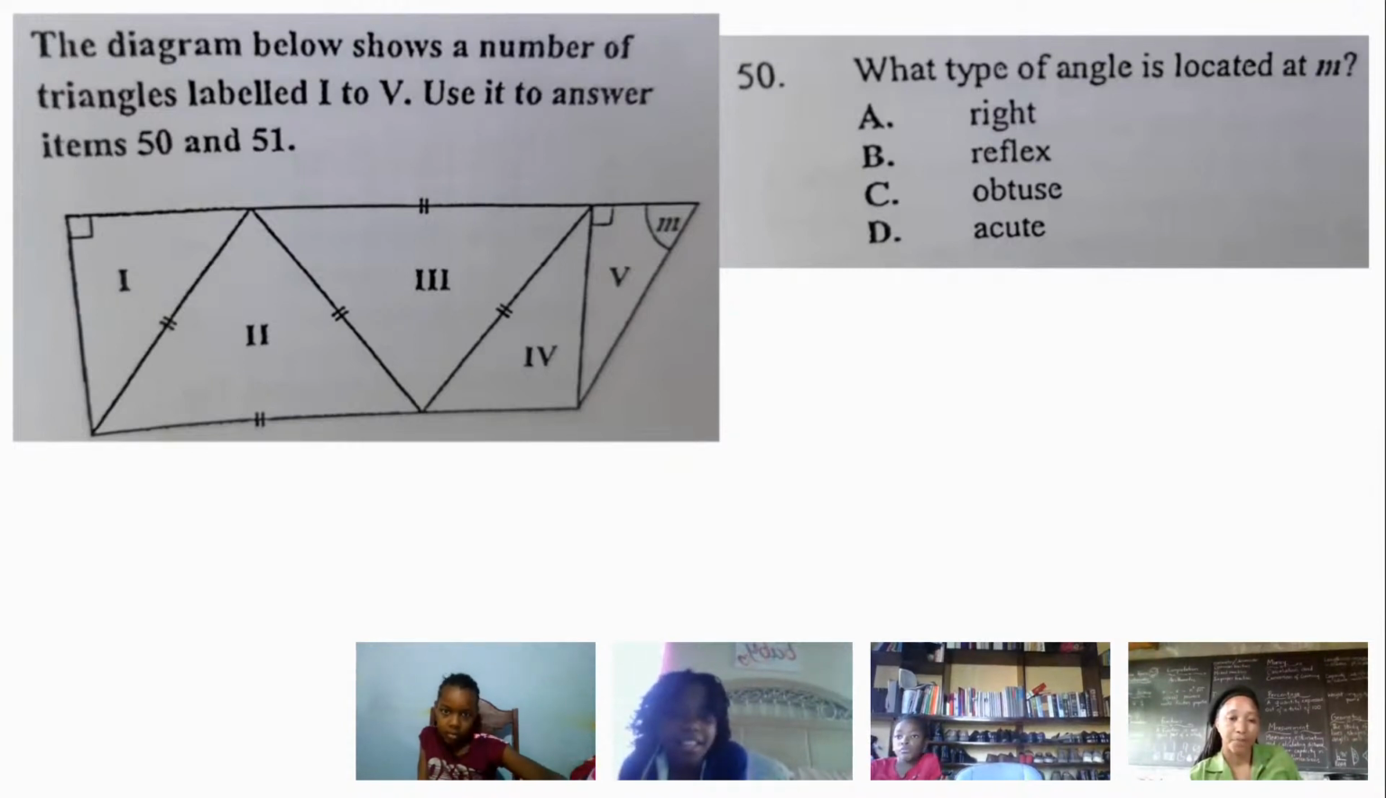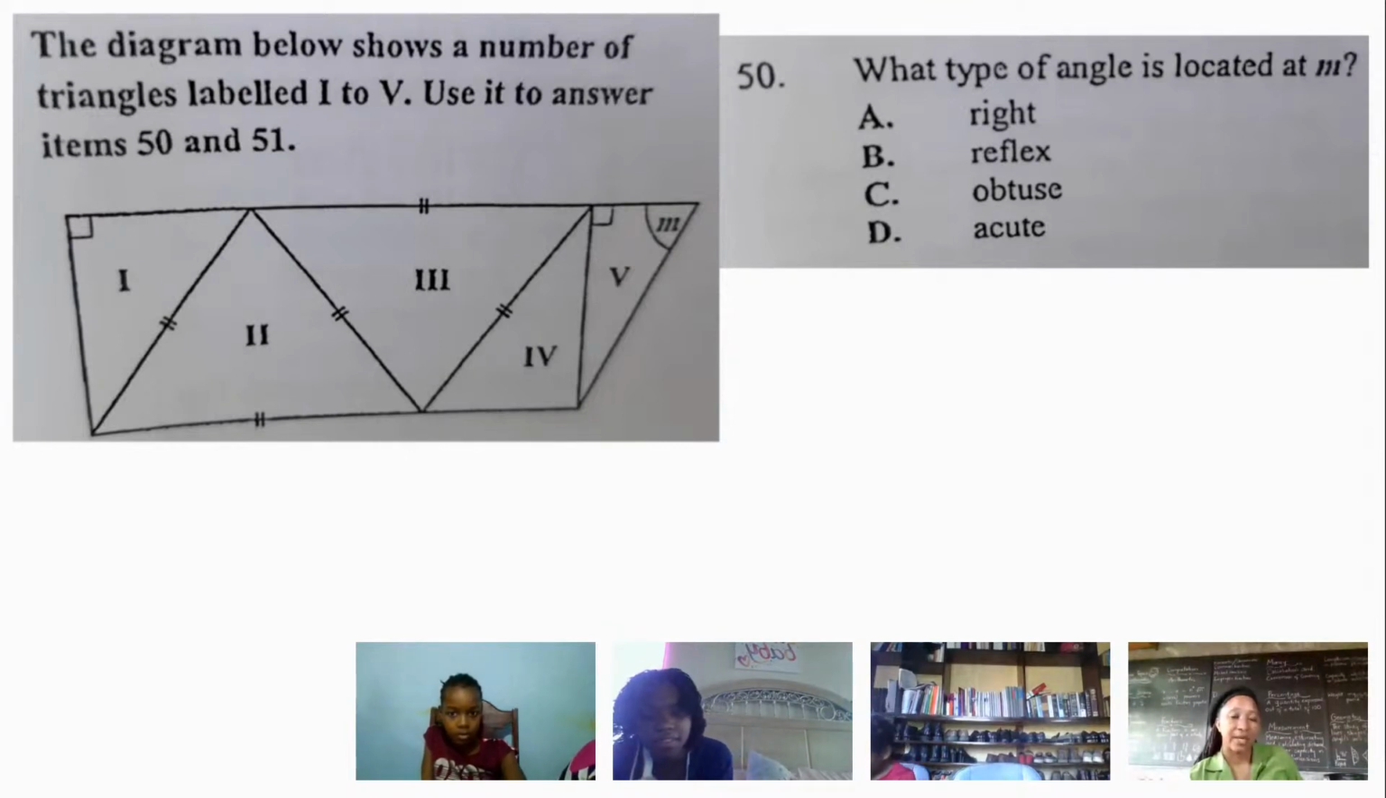A right angle is an angle that measures 90 degrees. A reflex angle is an angle that measures more than 180 but less than 360. An obtuse angle is an angle that measures more than 90 degrees but less than 180. And an acute angle is less than 90 degrees.